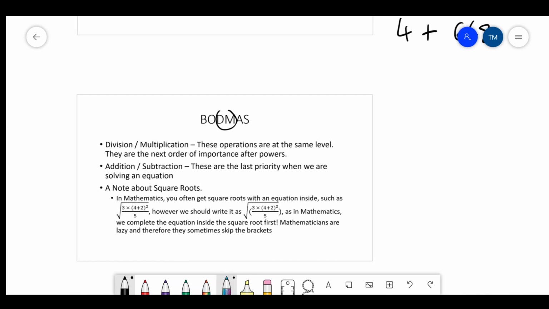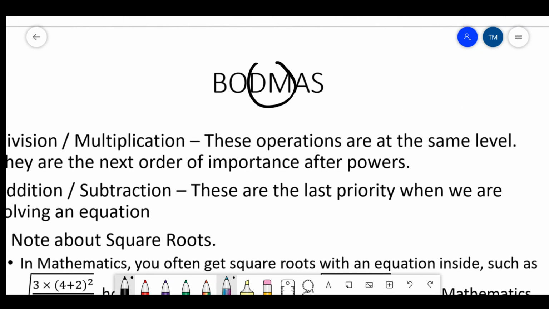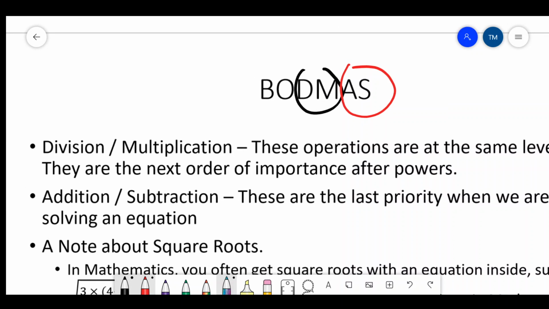Then the final one that we have is addition and subtraction. So the last step is A and S. Again, the order doesn't matter. It doesn't matter if we have a subtraction then an addition. It's perfectly fine to do the subtraction first, then the addition. These two are exactly the same level.